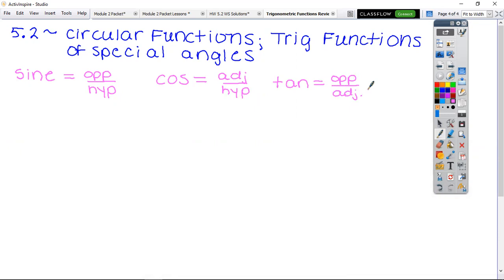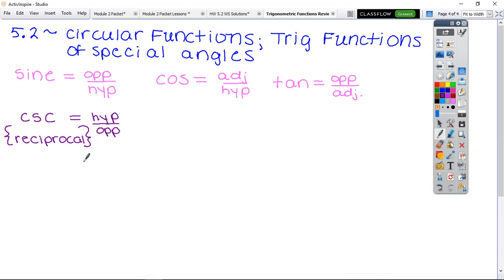Do you remember the reciprocal functions? Let's see. So sine has a reciprocal function that pairs with it. And the reciprocal of sine is cosecant. And all I do to do the ratio for cosecant is I flip it over. So instead of opposite over hypotenuse, it becomes hypotenuse over opposite. Okay, so this next row right here, these are all what we refer to as reciprocal trig functions.